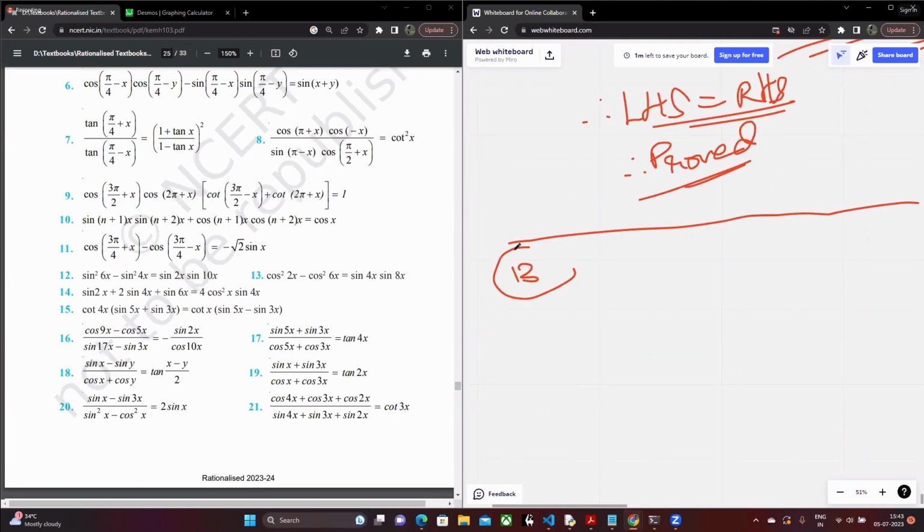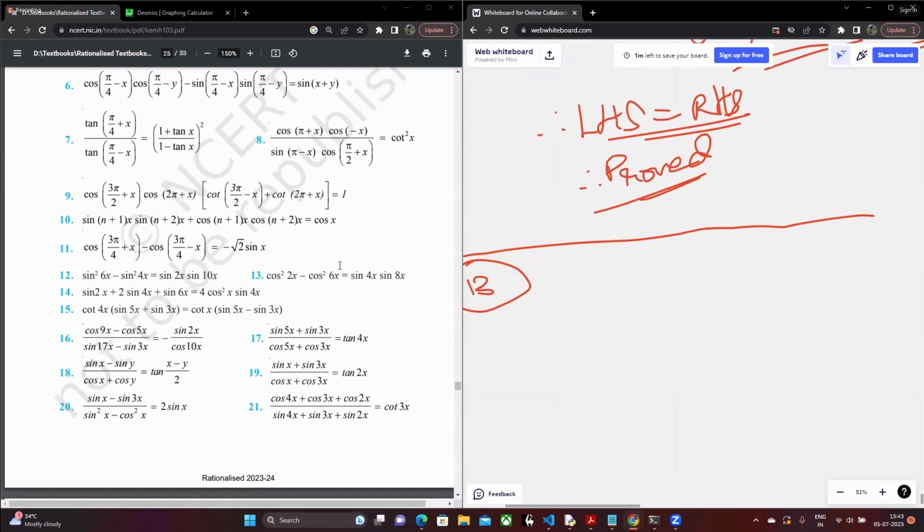Question number 13. Cos square 2x minus cos square 6x is equal to sine 4x sine 8x. The exact same way that you do this question, you're going to do this question. So here I'm going to drop off the RHS. I don't have anything to do with the right hand side, so I'm only going to deal with the left hand side. LHS is equal to cos square 2x minus cos square 6x.